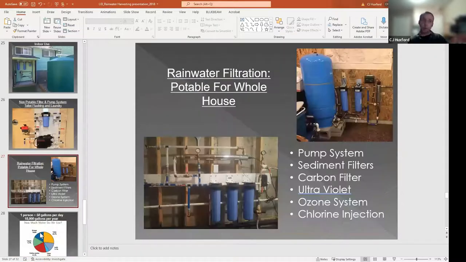So just really quick, I'll briefly touch on rainwater for potable systems, but here's a couple of examples of some of the additional components that you would have.